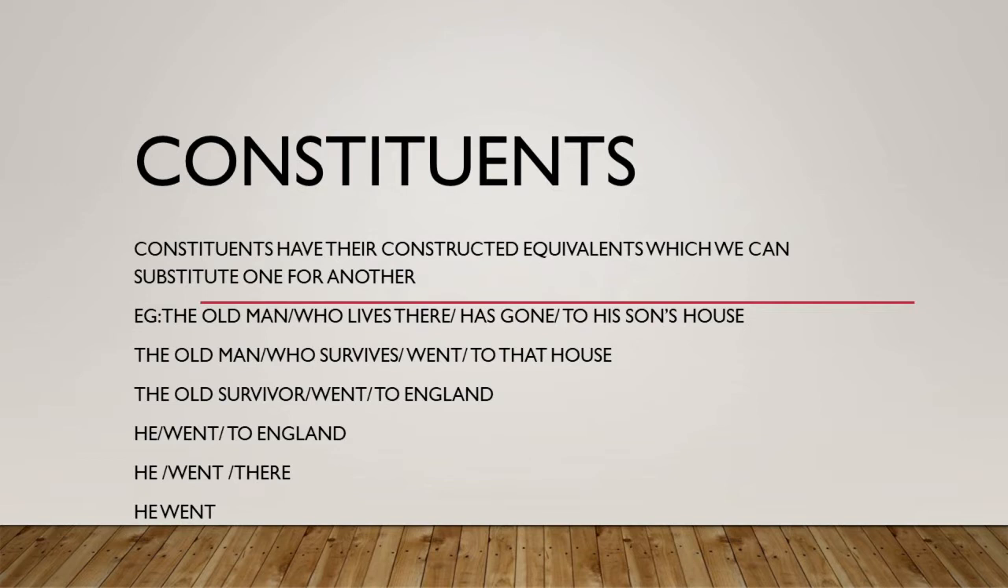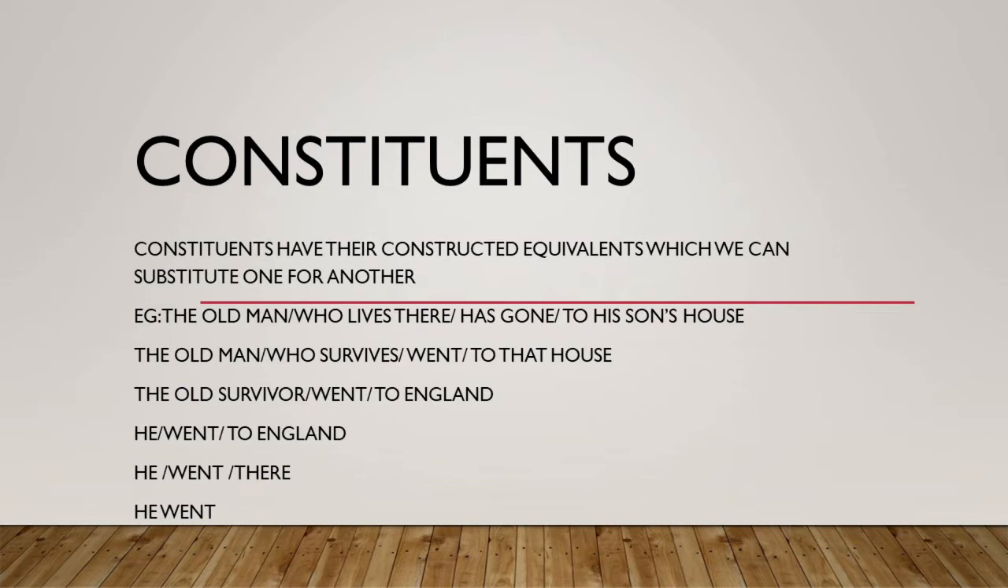Now, in today's class, we shall be discussing more about constituents. I hope all of you remember construction and constituents. A sentence can be called a construction and it can be divided into constituents in the IC analysis. These constituents have their own constructed equivalents which we can substitute one for another. You will understand this by means of an example.